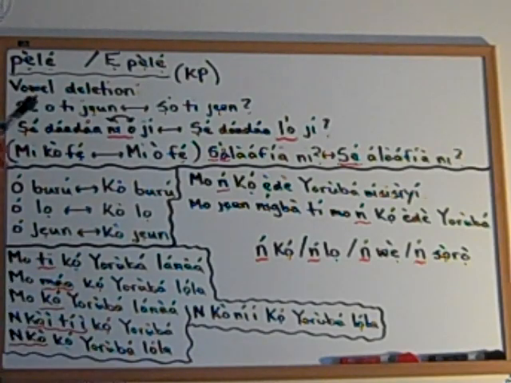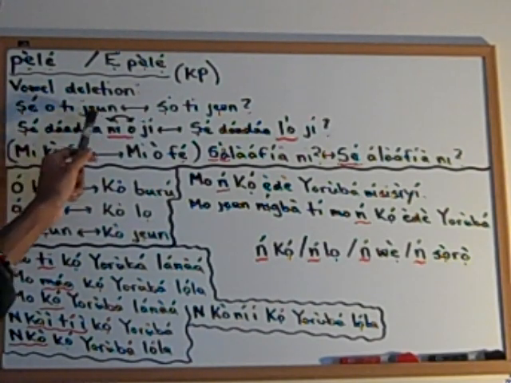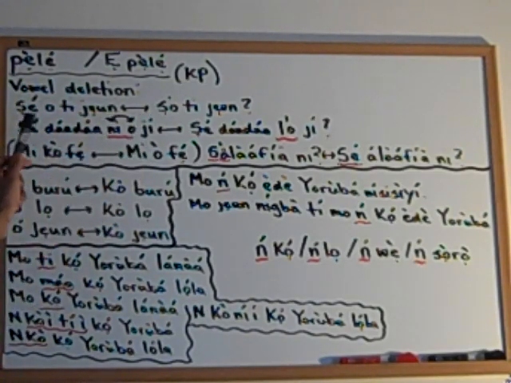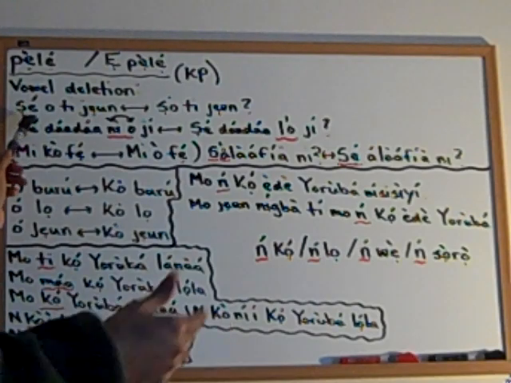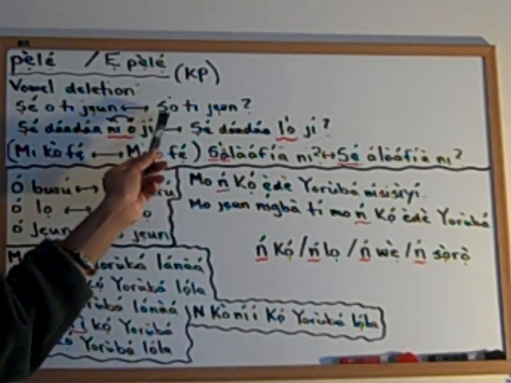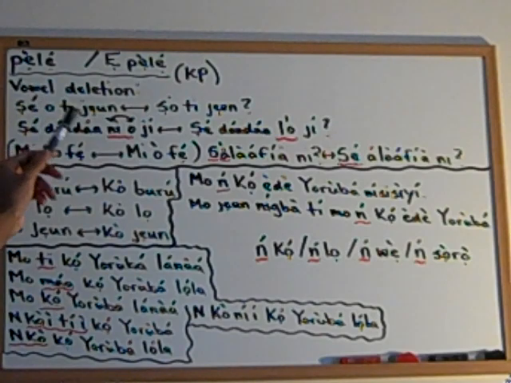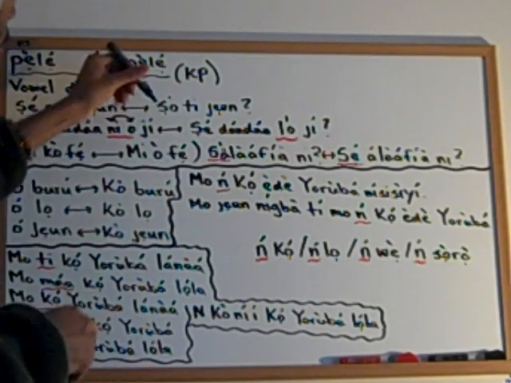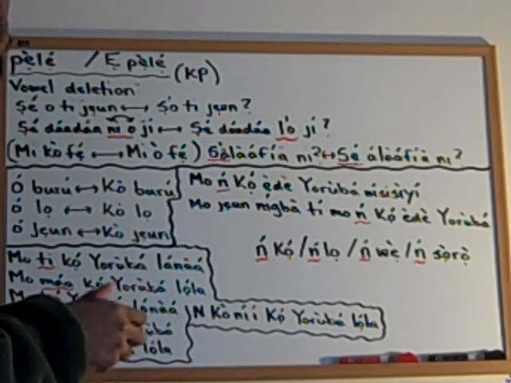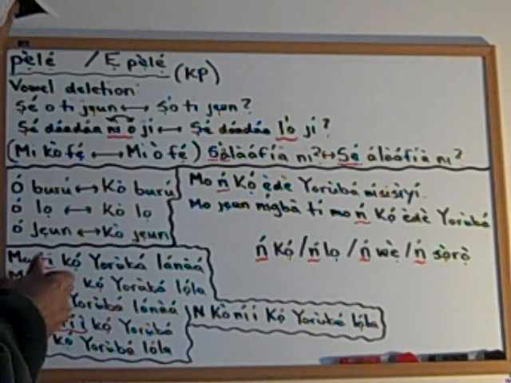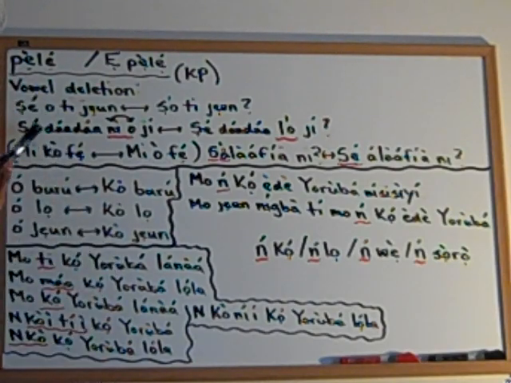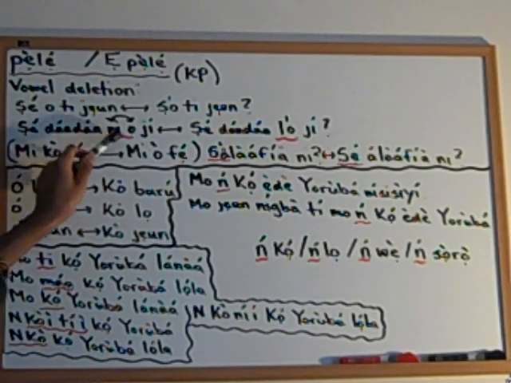All right, the second thing we'll talk about is vowel deletion. What happens is when they speak fast Yoruba, some vowels get dropped. For example, this here says, she otijion, which means, have you eaten? But when they say it fast, they say it like this, shotijion. As you can see, the E is dropped, and they put the S together with the O, with this apostrophe here. So it's shotijion.